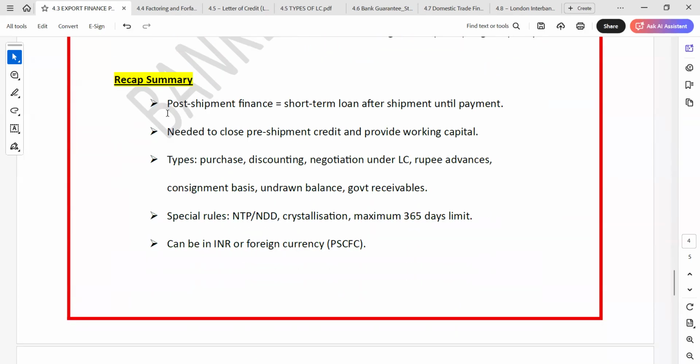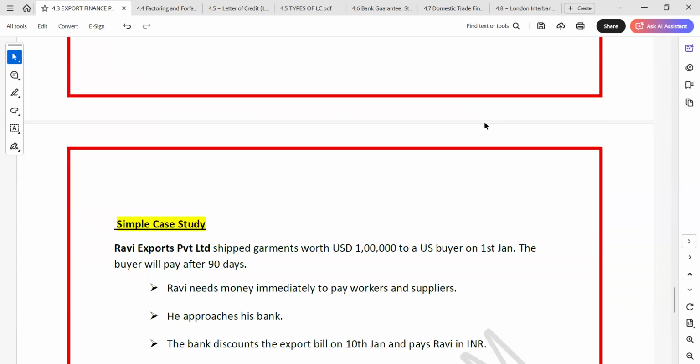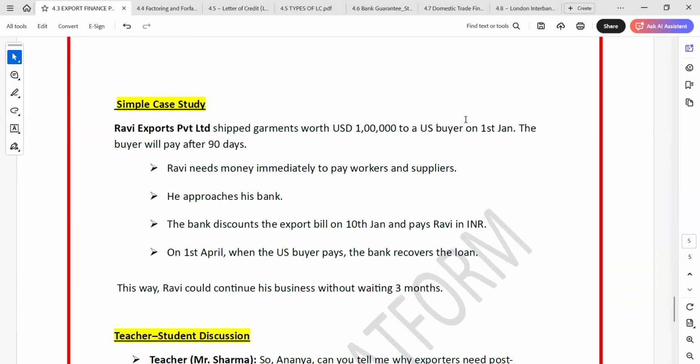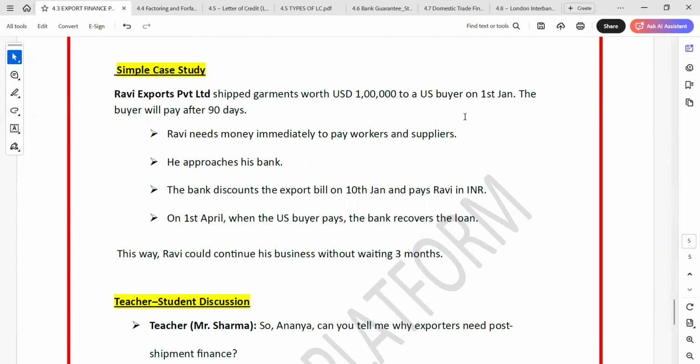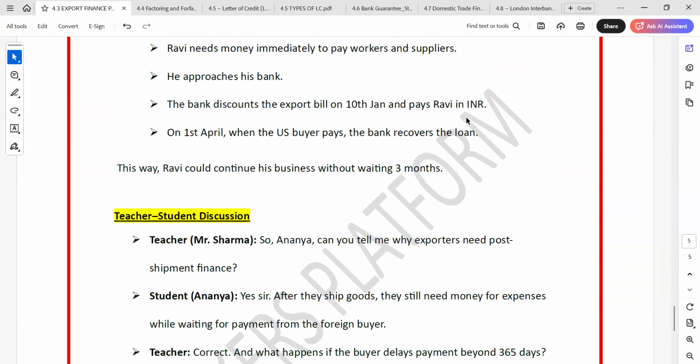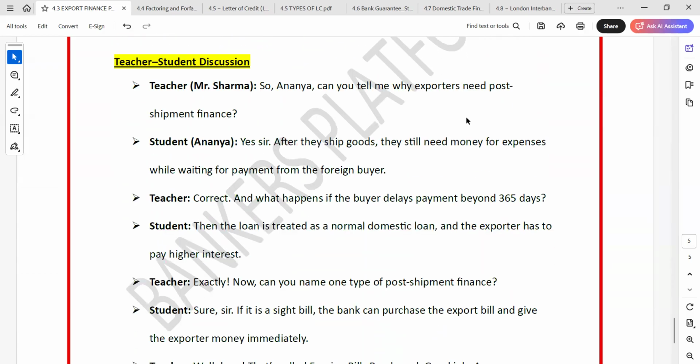So here is the recap, only what we learned now. Post-shipment is a short-term loan after shipment until payment, and it is needed to close pre-shipment credit and provide working capital. Here a simple case study is there, which is self-explanatory. You can just read it and have a look at it. And here is one discussion.